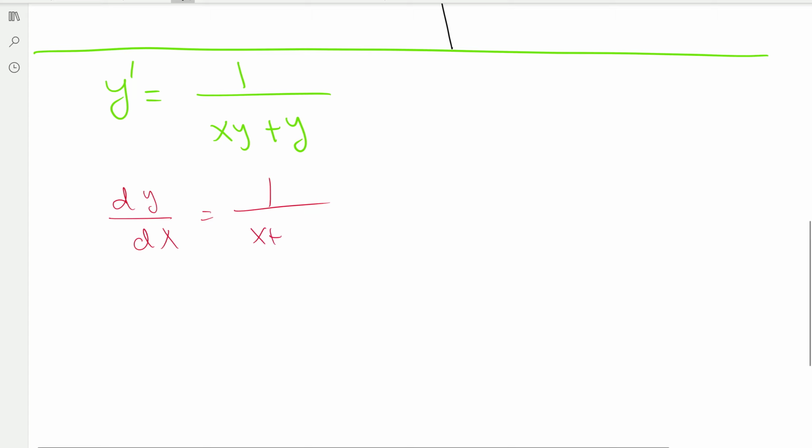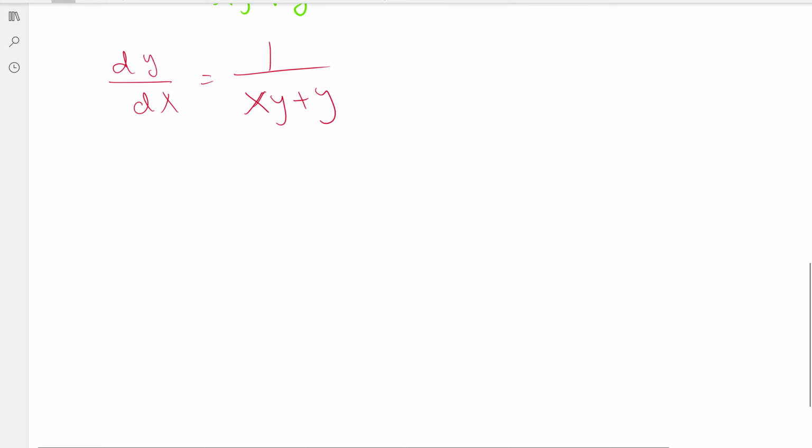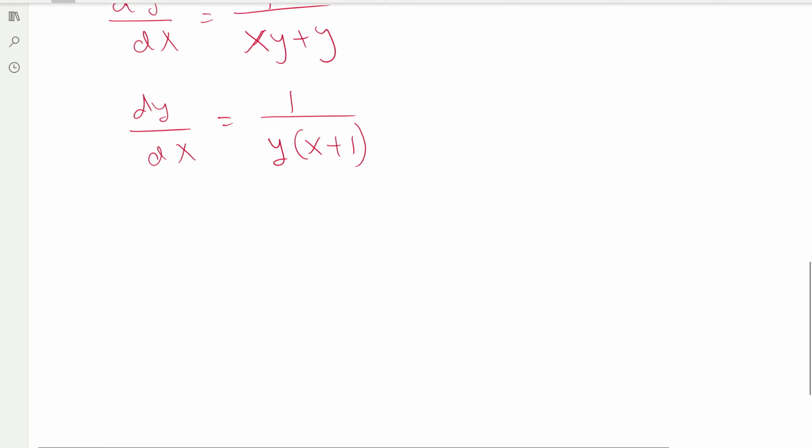Now, how can we separate the variables here? Looks a little bit complicated, right? Well, don't worry. Focus on the denominator on the right hand side. We can factor a y out and it's going to be y times x plus 1 in the denominator. Now how can we separate?